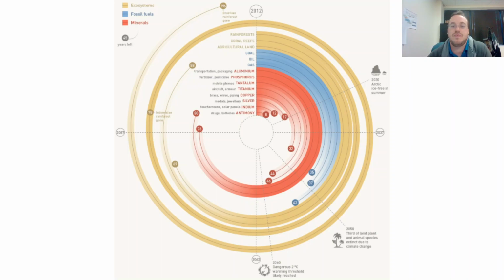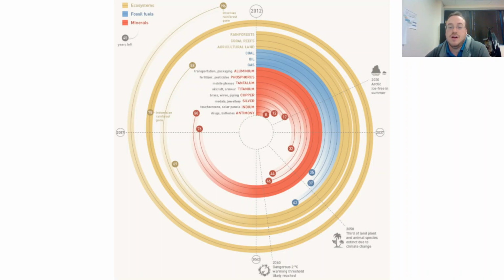This is everywhere, right? The blue are fuels: coal, oil, and gas. Gas here is not gasoline, it's natural gas, methane. And these are useful for powering things, right? They are fossil fuels. The yellow or gold are ecosystems, and what we can pull from those is going to slowly deteriorate as we use them up. All right, so this looks at things like agricultural land, coral reefs, and rainforests.